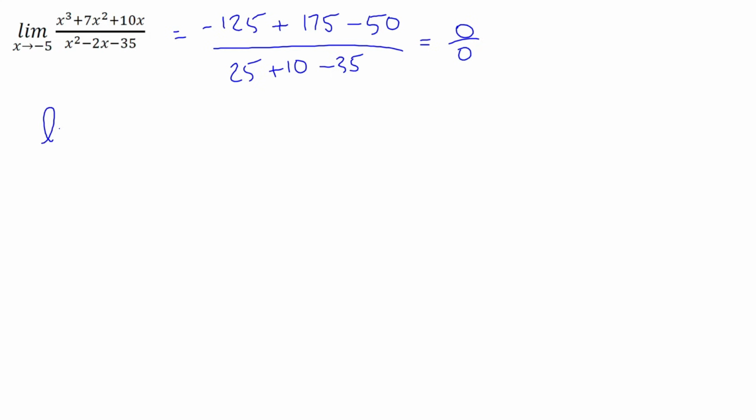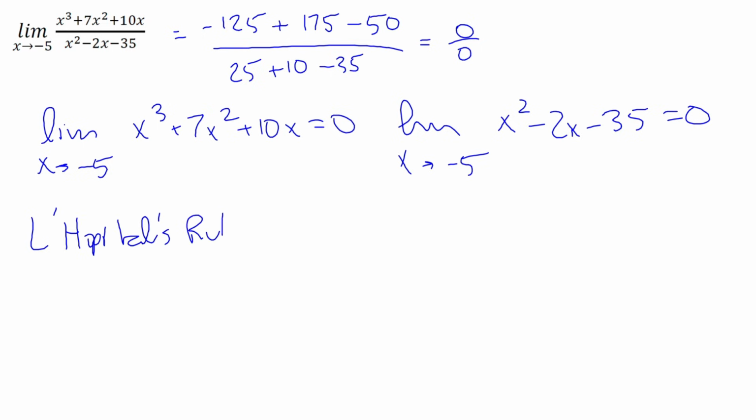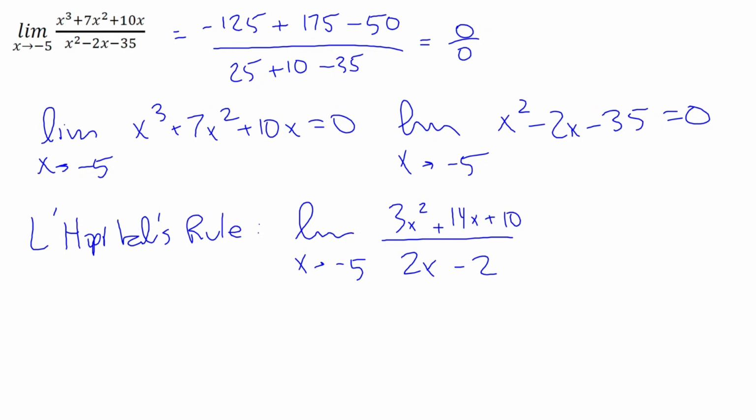If you're going to use L'Hopital's rule, which I guess is what we'll do here, make sure that you show that each separate limit is equal to 0, because that's what the College Board wants to see. State that you're using the rule, and then just use it. It's now a limit as x approaches negative 5 of the derivative of that numerator, which is 3x squared plus 14x plus 10, all divided by the derivative of the denominator, which is 2x minus 2.